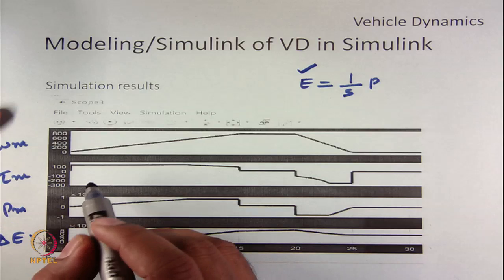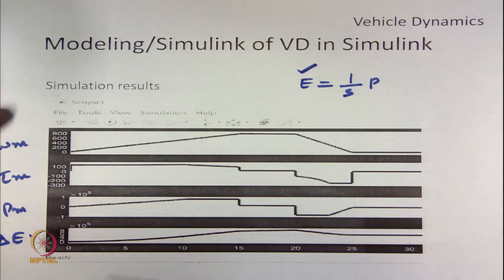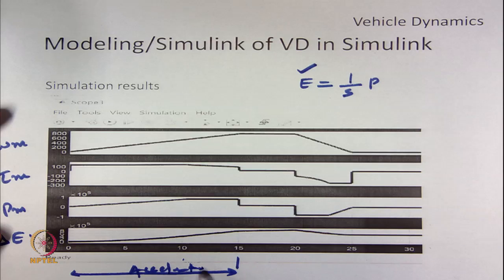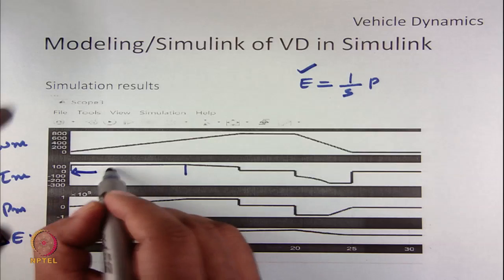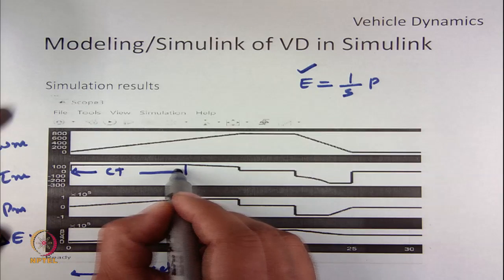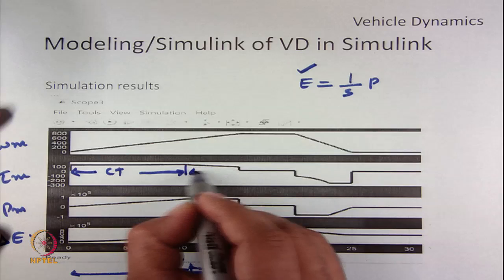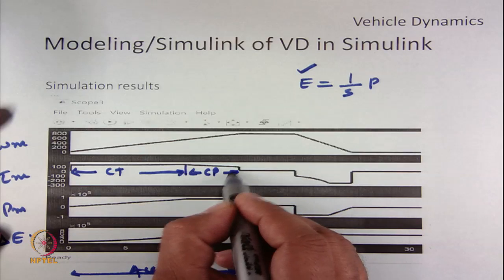You can see that we are accelerating from 0 to 30, 0 to 15 seconds. This is the acceleration period, but a part of it is constant torque and part of it is constant power.